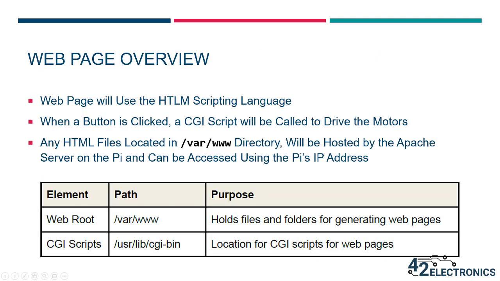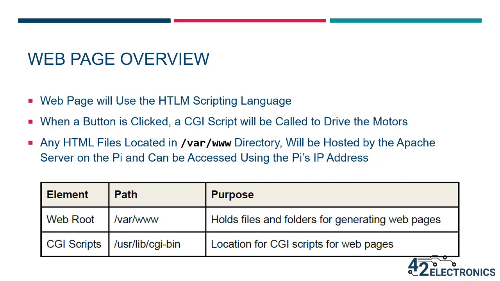The web page that you'll create will use the HTML scripting language. Images of direction arrows will be downloaded from our GitHub repository, and they will be used to create buttons on the page. When any of these buttons is clicked, a CGI script will be called that will drive the motors in the appropriate direction for that button.